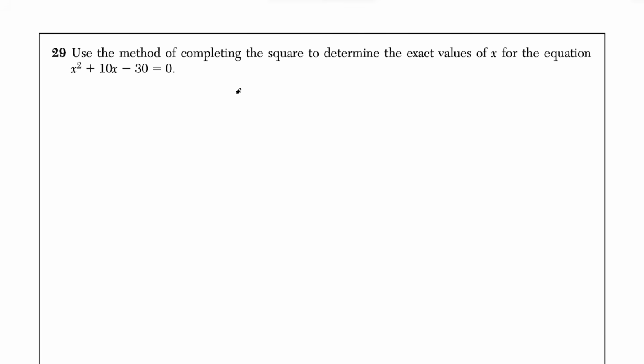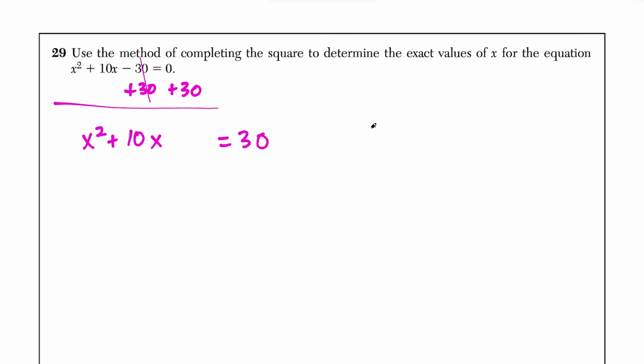Question 29, we're going to use the method of completing the square to determine the exact values of x for the equation given here. So when I'm using completing the square for an equation like this, I like to get the x squared and x term alone. So I'm going to move the minus 30 over to the right side. So I'm doing plus 30 on both sides. And now we have x squared plus 10x. The minus 30 plus 30 cancel out. And I'm going to leave a space here. And this is now equal to 0 plus 30 is 30.